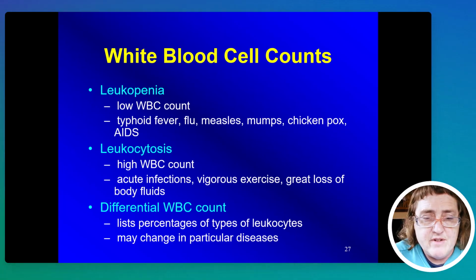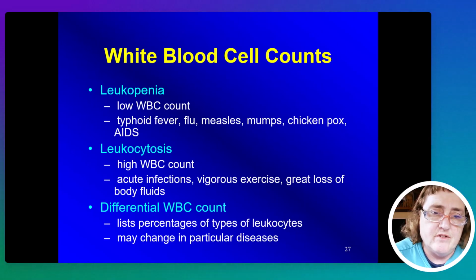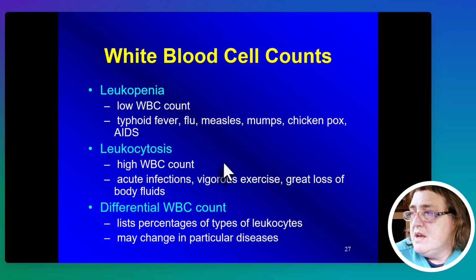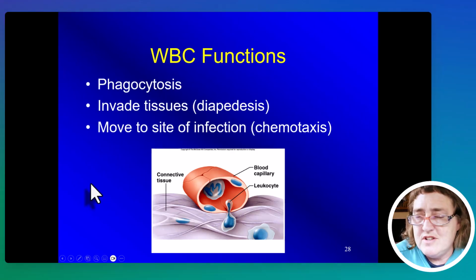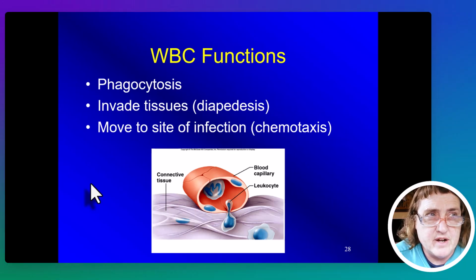But mostly they count each one because each one has a different role, and sometimes if they know, for example, if your basophils are high, it might be an allergic reaction. White blood cells have a couple of talents that are special to them. They can do phagocytosis, which is cell eating. They wrap themselves around their target bacteria, engulf it, and destroy it.